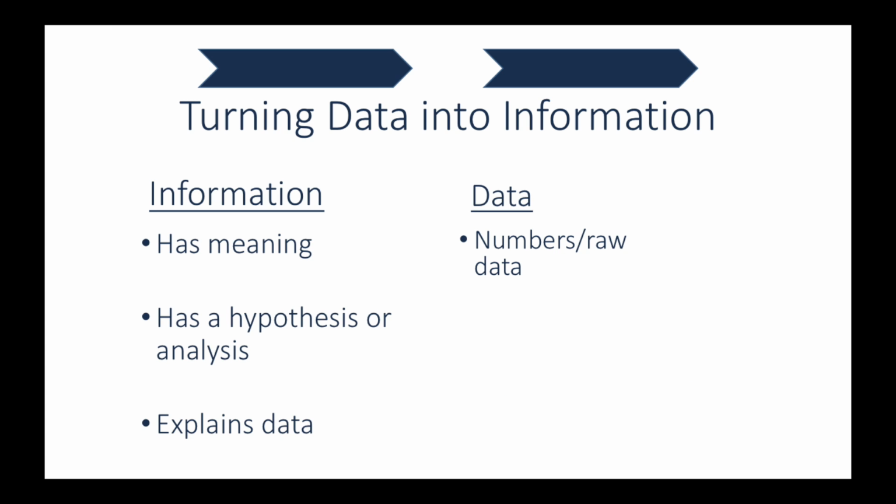Information has meaning. It has a hypothesis or an analysis behind it, and it explains what the raw data says. Data is just numbers, right? So there's a key difference between data and information. And so in this podcast, we're going to talk about the process that will help you turn data, raw numbers, into information.